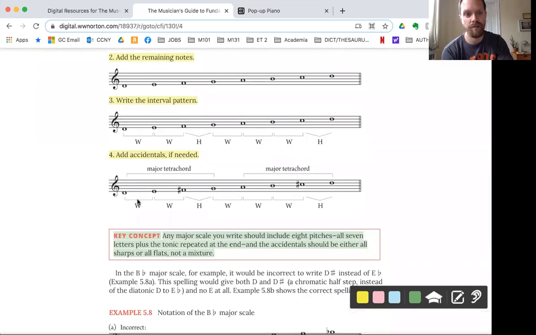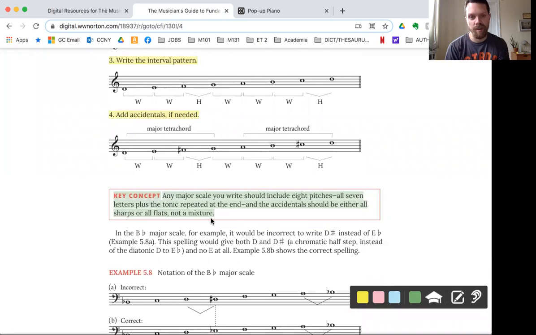On staff notation. Whole, D to E, whole, E to F sharp, half, F sharp to G, whole, then our whole half again. So G to A, then whole half. A to B, whole, B to C sharp, whole, C sharp to D, half.